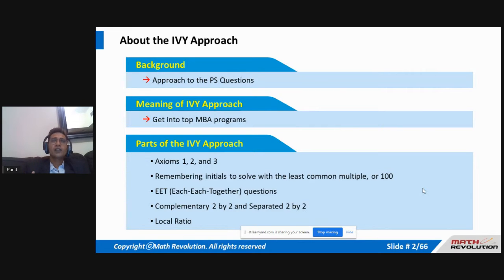The most important thing in GMAT is time. If you're able to save those minutes for yourself in solving a question through quick approaches like variable and IV, your journey is very easy because you'll be able to focus. And yeah, that is it.